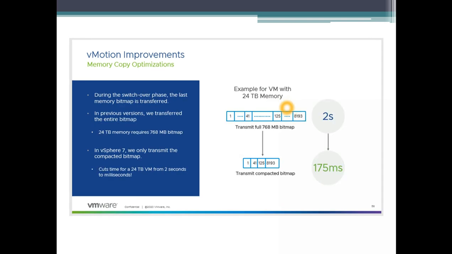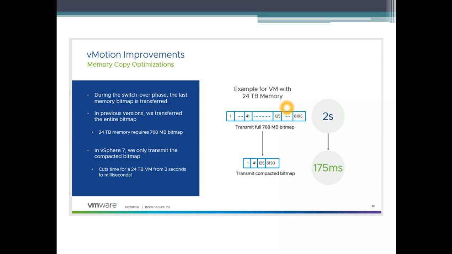Now if you look at the real time, what is the improvement? I quite like this example because it talks about 24 terabytes of memory. Imagine that. I'm sure obviously at some point we'll get to that. So, vMotion improvement: memory copy optimization.